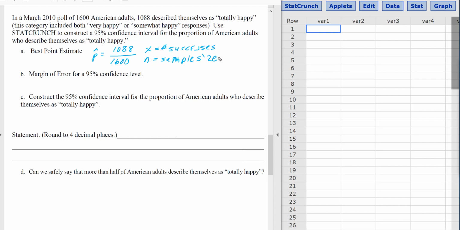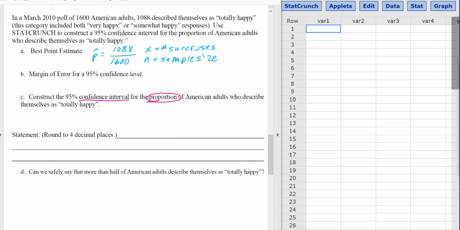Next, it asks to find the margin of error for a 95% confidence interval. We're going to come back to that problem. C. Construct the 95% confidence interval for the proportion of American adults who describe themselves as totally happy. With this, we're going to construct a confidence interval for the proportion of American adults. So we have to figure out the lower limit and the upper limit.